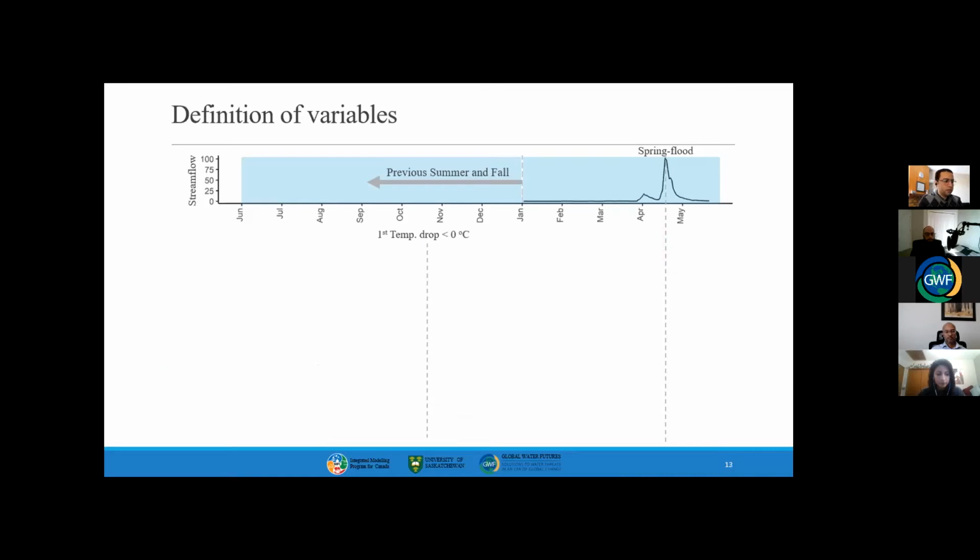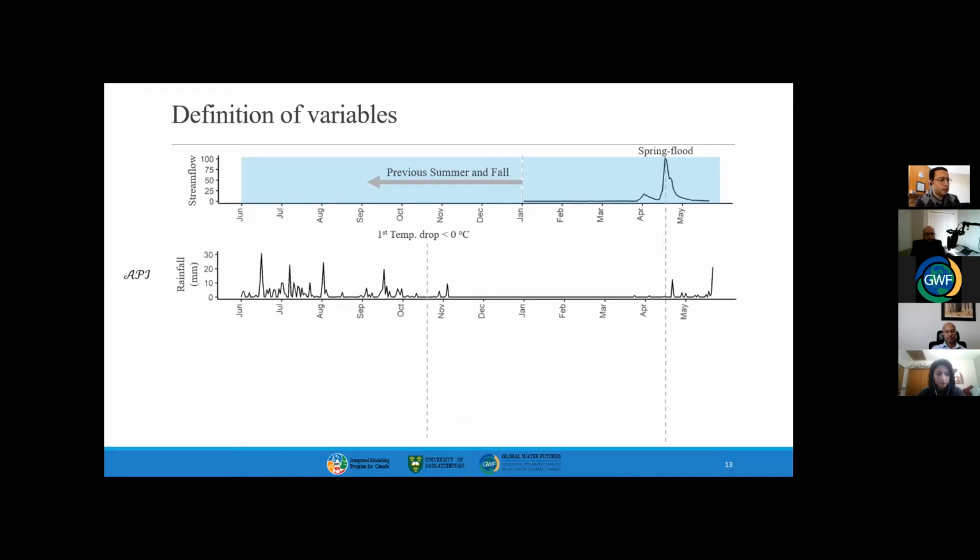So let's look at the next variable, the API, antecedent precipitation index. And it's also estimated from the rainfall, but this variable is meant to account for the soil moisture conditions before freezing. So it's estimated as the accumulated rainfall in the 30 days period prior to the date of the first drop in temperature. But as you see here, there could be some important events that are not accounted for in API, such as this one, just before the 30 days.